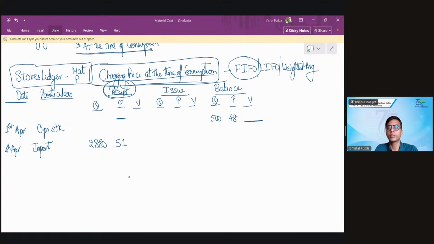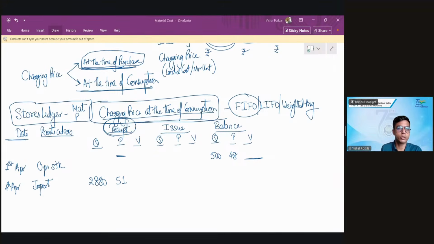So students, now let me connect this with what you have studied earlier. So you all have done the working part of this. We are now into the real life application of this. So let us say I'm talking about the stores ledger. We are studying the stores ledger of your first material, that is material P. Let us say there was 500 units in your opening stock, which purchased last year. At the time of purchase, it was costing 48. So your price of this is 48. You will multiply, you get the value.